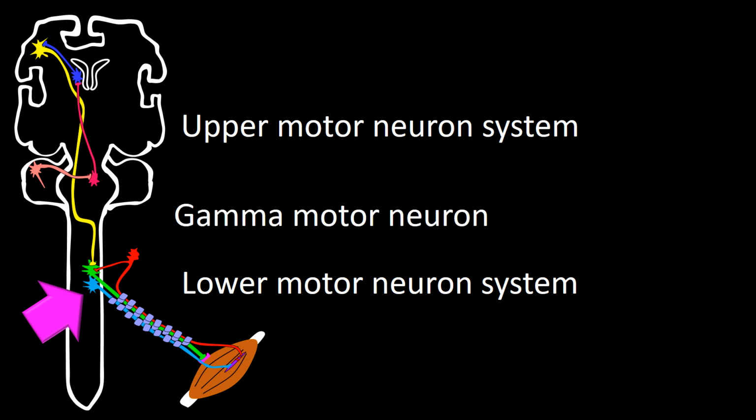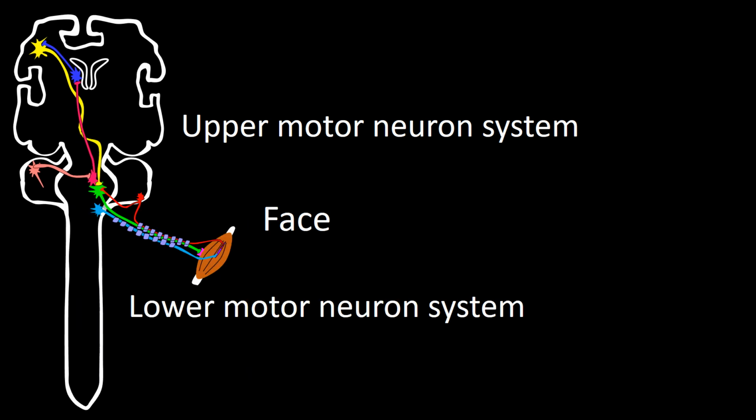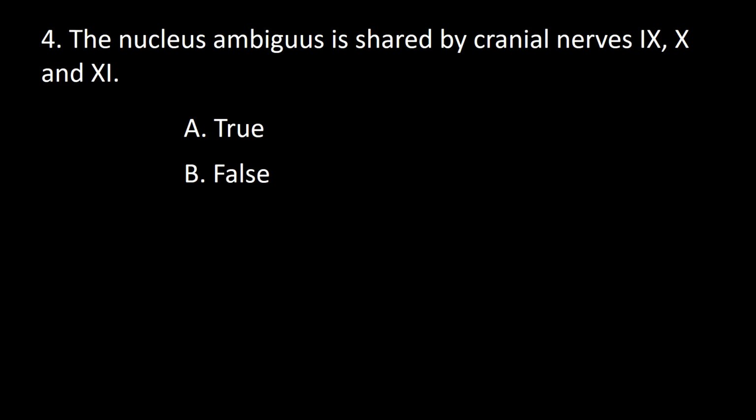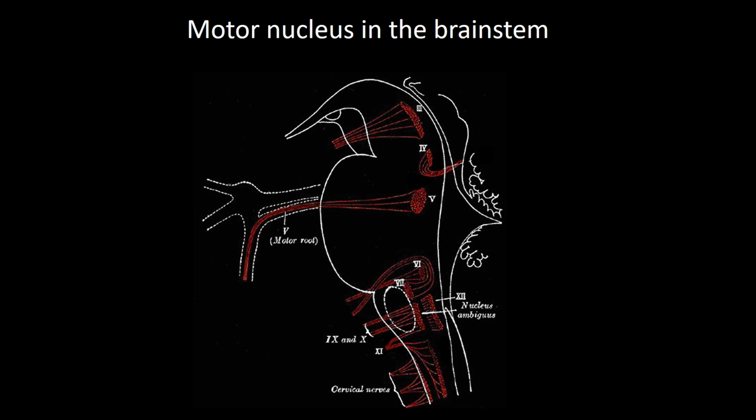All the constituents of this model for the spine also are represented in the brainstem for striated brainstem muscles. So the answer to this question is C. Next question. The nucleus ambiguus is shared by cranial nerves 9, 10, and 11. A, true; B, false. This figure shows isolated clusters of lower motor neurons forming distinct nuclei.